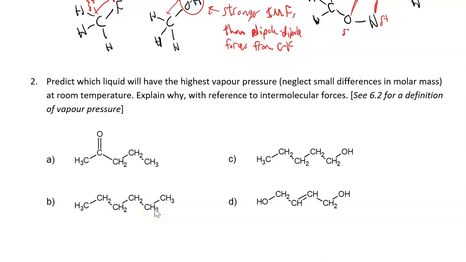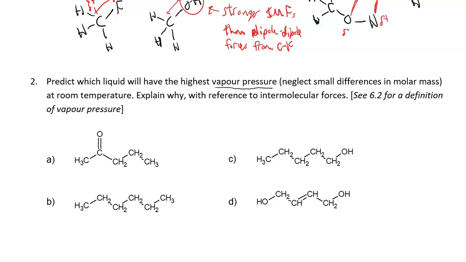Let's go on to our next question. Number 2: predict which liquid of these four will have the highest vapor pressure. We're going to neglect differences in molar mass. Explain with reference to intermolecular forces. If you're not sure what vapor pressure means, please go back. I do have a video on vapor pressure. But vapor pressure is essentially the pressure of the molecules in the gas phase that are above a liquid.